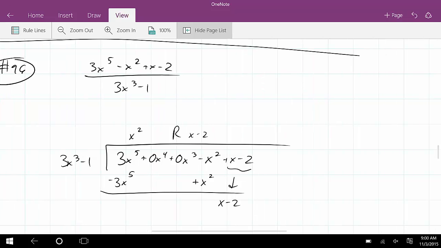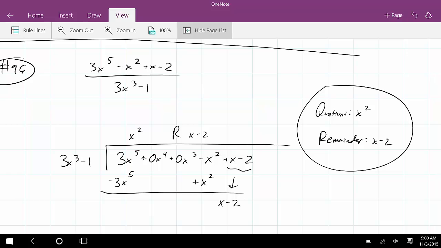So the quotient is going to be x squared, and the remainder is x minus 2. Okay, I hope that makes sense to you guys.